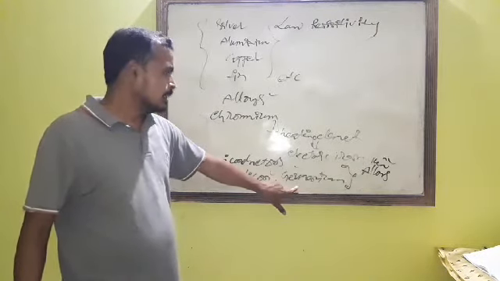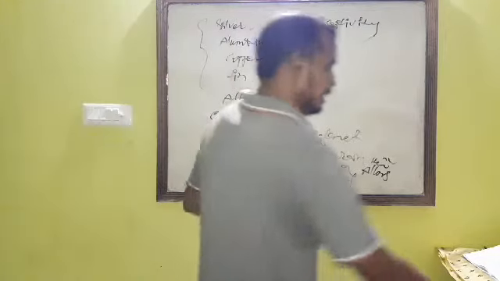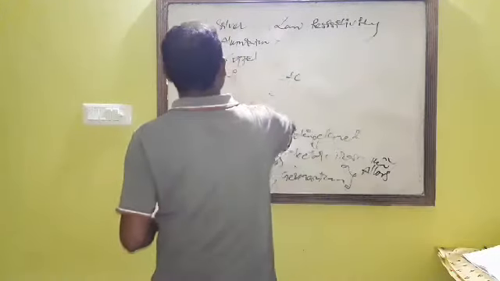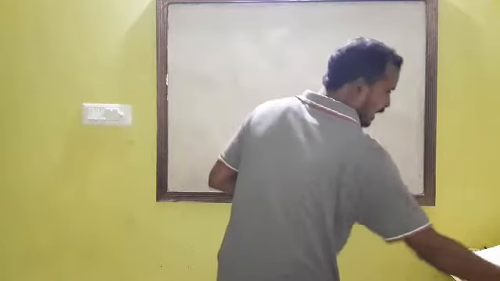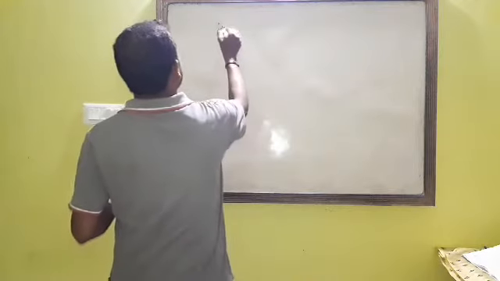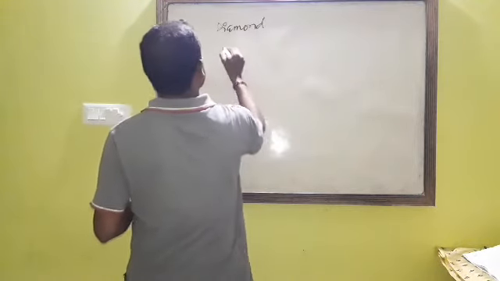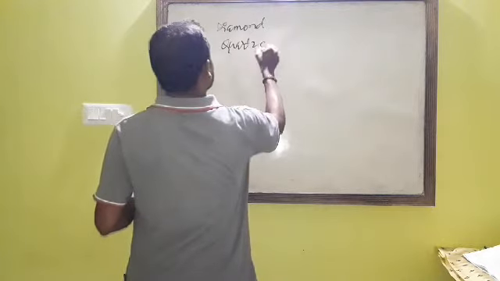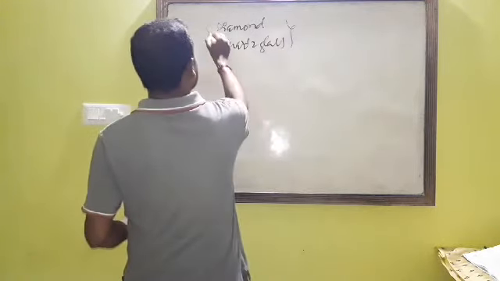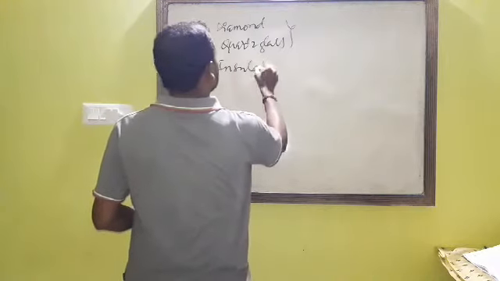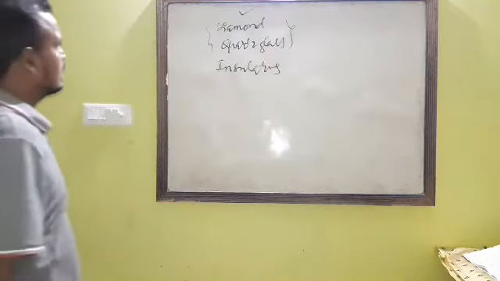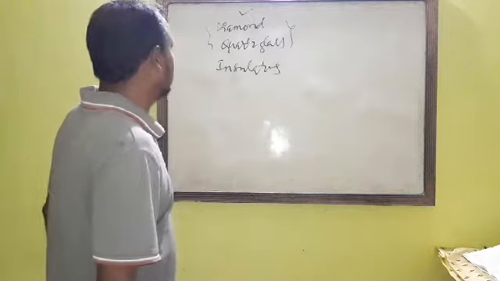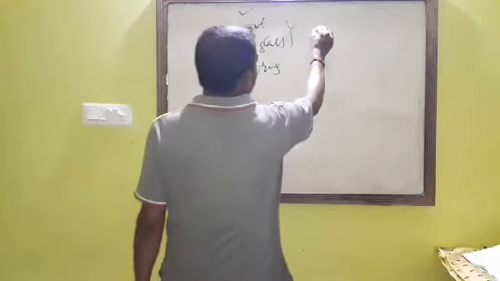If you take insulators, for example diamond, plastics and quartz glass, these insulators have high resistivity. Diamond is the hardest substance in this world, and electricity cannot pass through diamond. So these are perfect insulators, and they have higher resistivity.